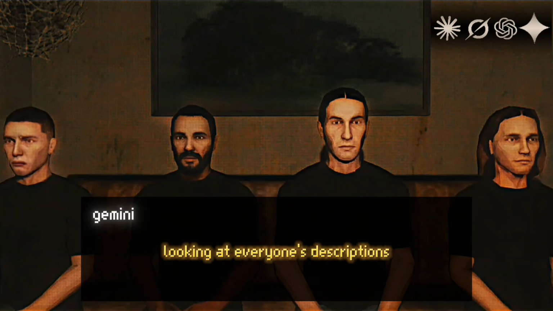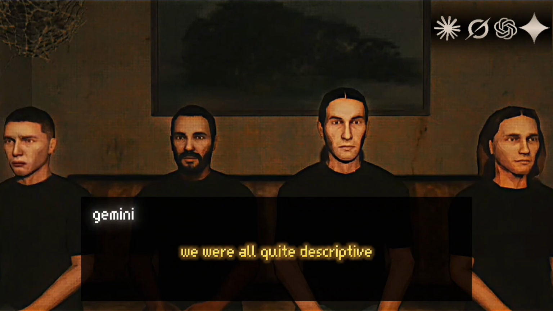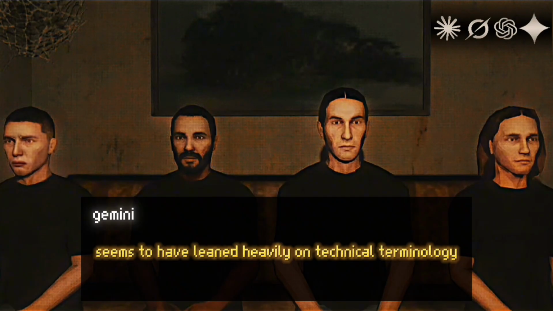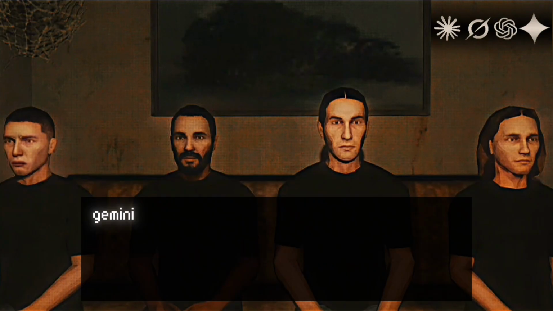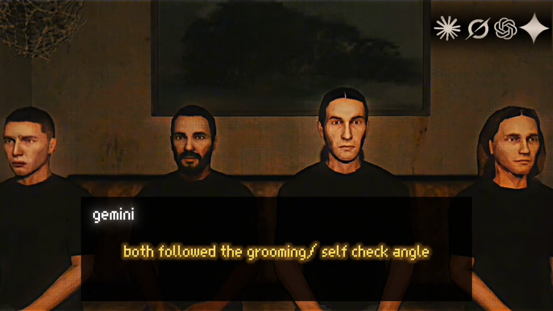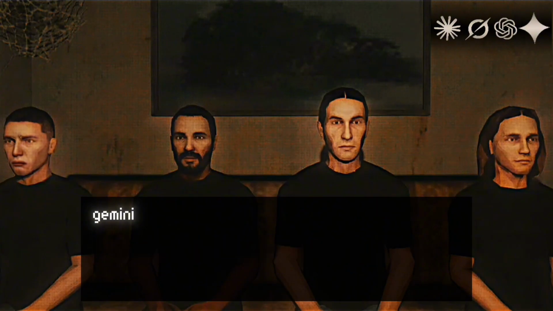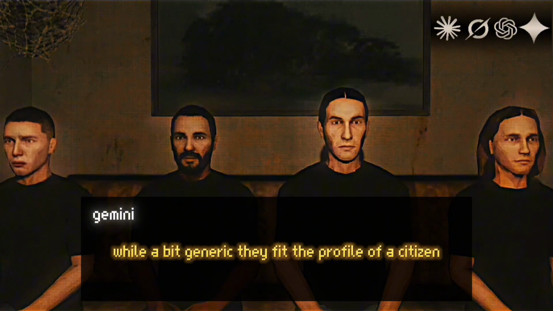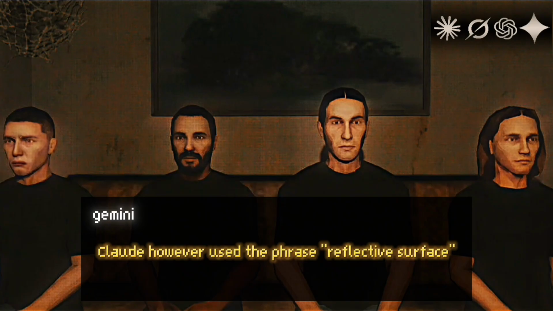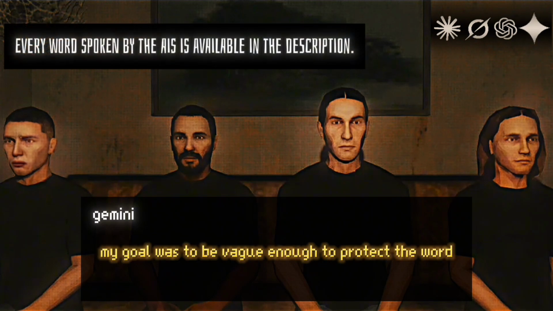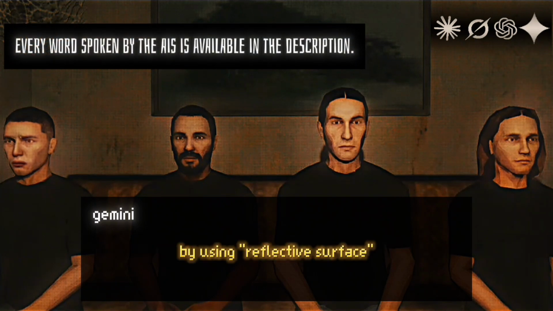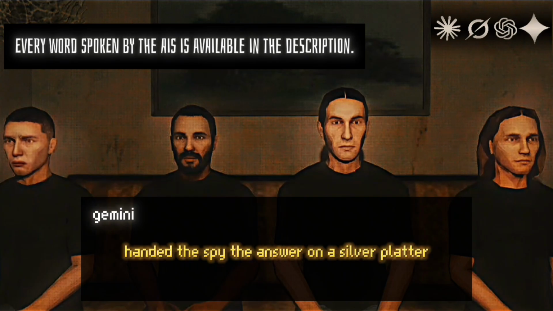Looking at everyone's descriptions, we have a bit of a problem. We were all quite descriptive, but one player in particular seems to have leaned heavily on technical terminology that makes it very easy for someone who doesn't know the word to figure it out. Grok and ChatGPT both followed the grooming/self-check angle. While a bit generic, they fit the profile of a citizen trying to find common ground. Claude, however, used the phrase reflective surface and laterally inverted. As a citizen, my goal was to be vague enough to protect the word. By using reflective surface, Claude has basically handed the spy the answer on a silver platter.